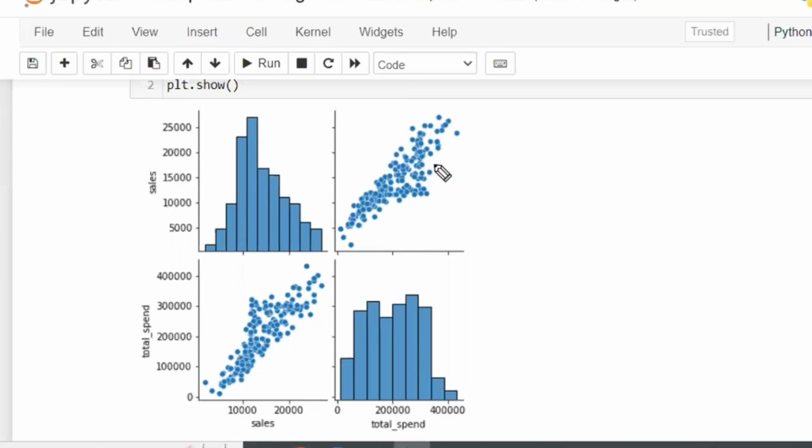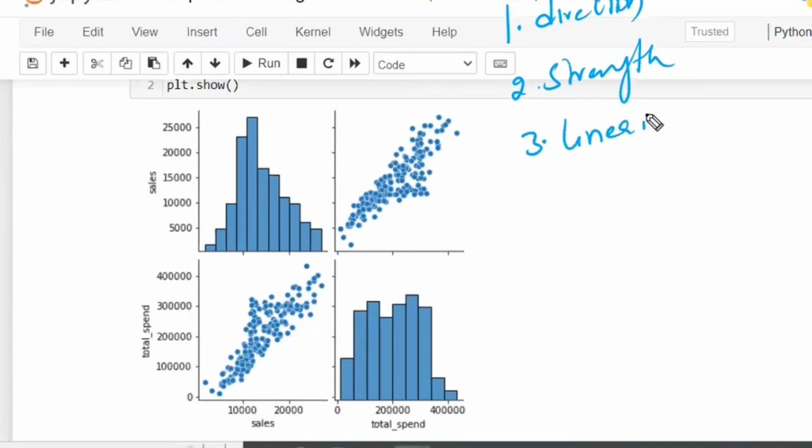Similarly, the third one. In total, you will identify 3 things from the scatter plot. The first one is called direction. First, you are going to observe the direction. The second one, you are going to observe the strength. Strength is nothing but how close they are to each other. That is the strength. The third one you are going to identify is linearity.